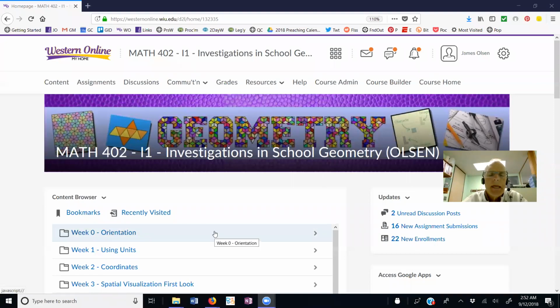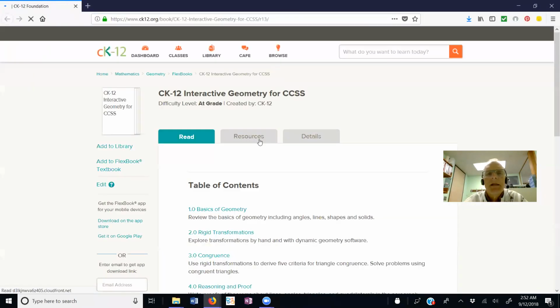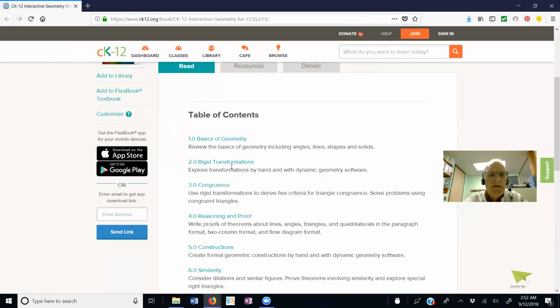Hello. In this video, I would like to show the textbook and show some of the options that are available there. So we're going to come to resources here on our Math 402 site, and we're going to hit our textbook. Now this does open in a new window, so if it doesn't appear, you might have to look around for your other window. So I'm going to be looking here at Chapter 2 on rigid transformations.